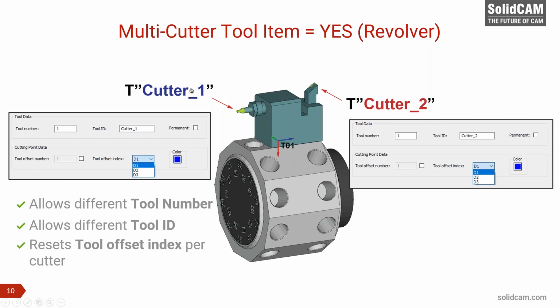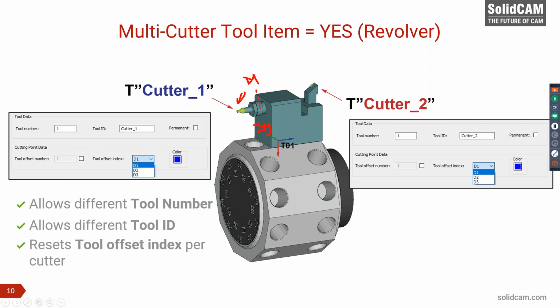If you have 2 different tool numbers or tool IDs, we are going to reset the tool offset index. So for each of these, you can define D1, D2, D3, and everybody who knows Siemens will find themselves in this; it is extremely useful. Each of these cutters can have D1 up to, I think, D9.